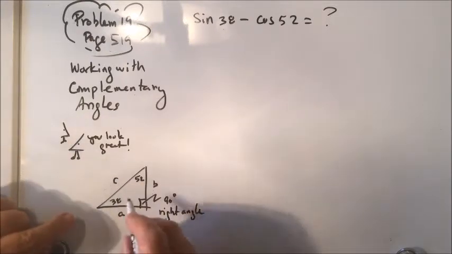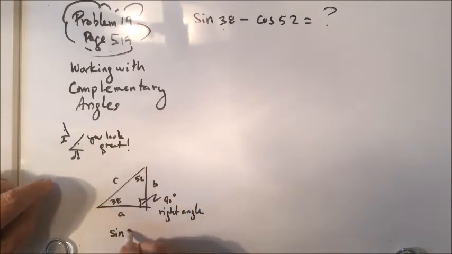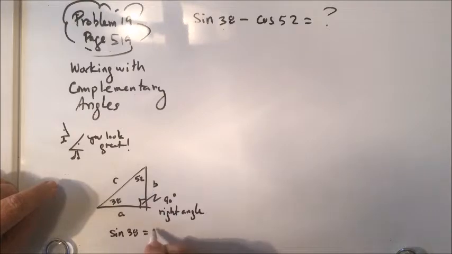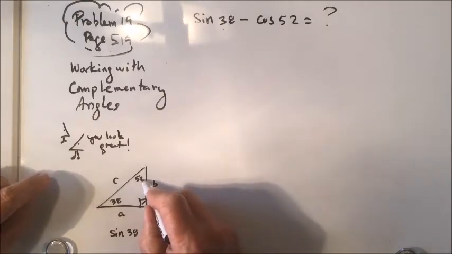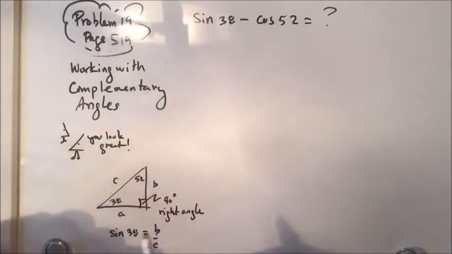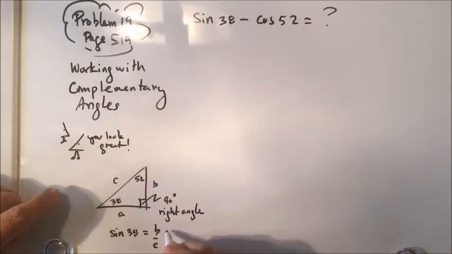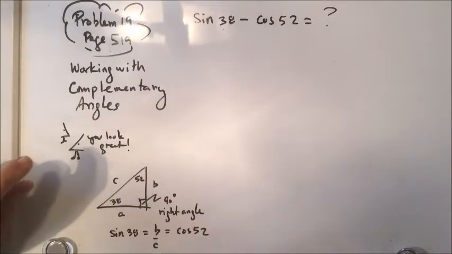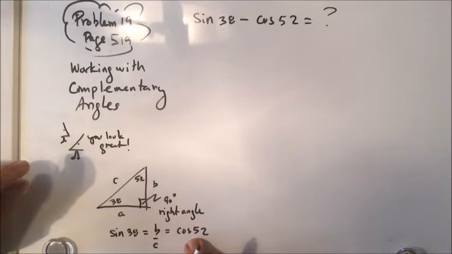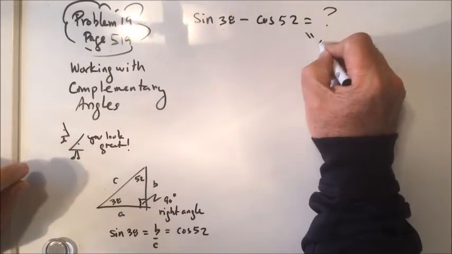And then note that the sine of 38 is the opposite over the hypotenuse, but the cosine of 52 is the adjacent over the hypotenuse. So you've got this relationship. Sine of 38 is equal to cosine of 52. So the answer is this is equal to 0.